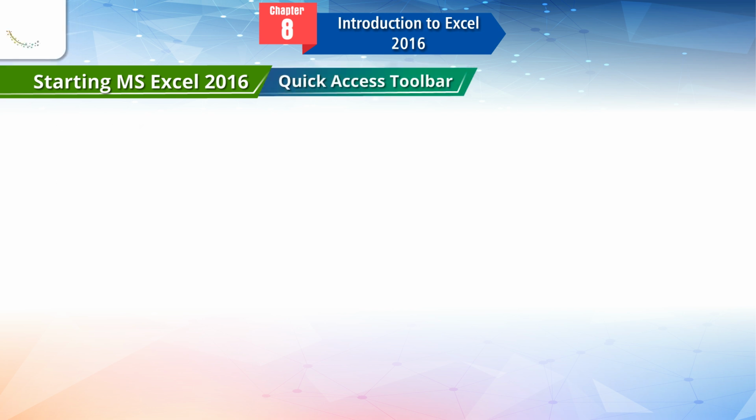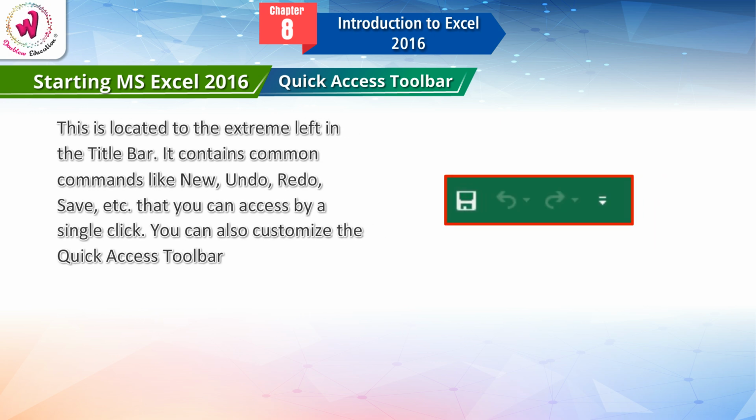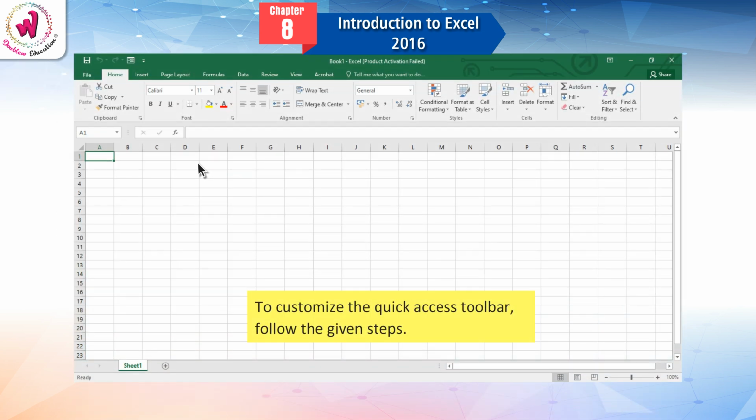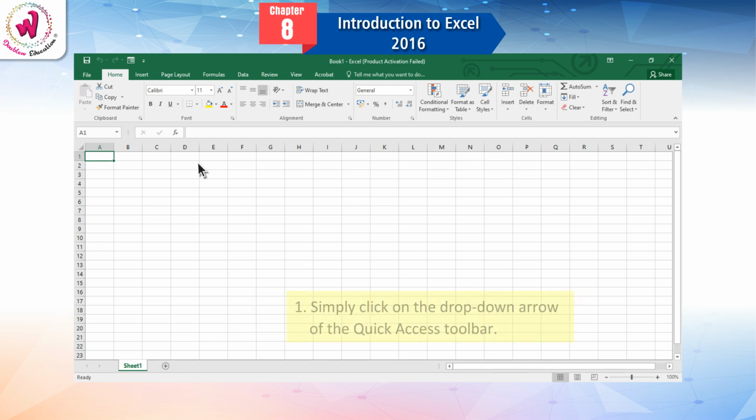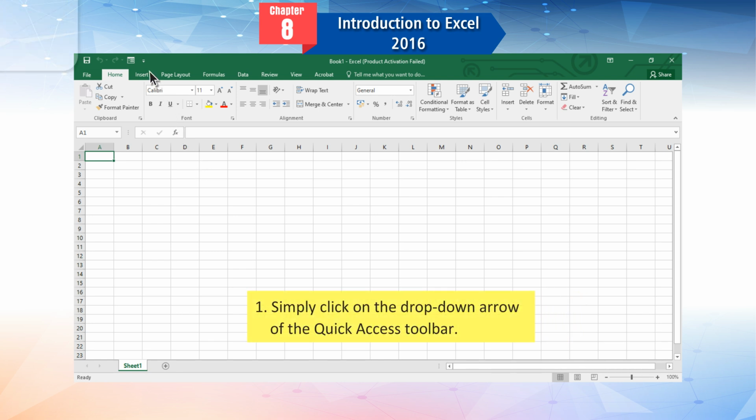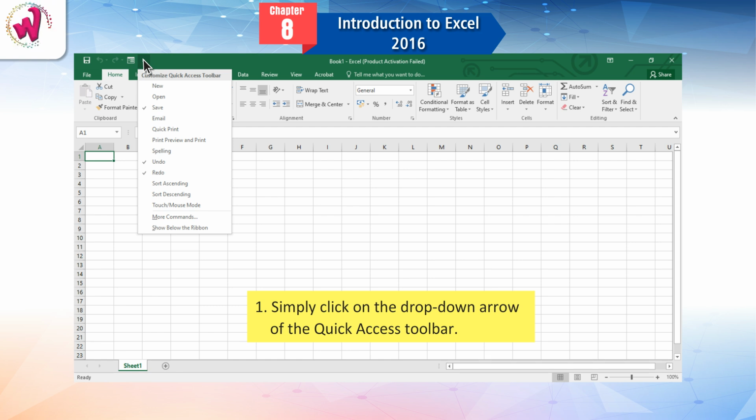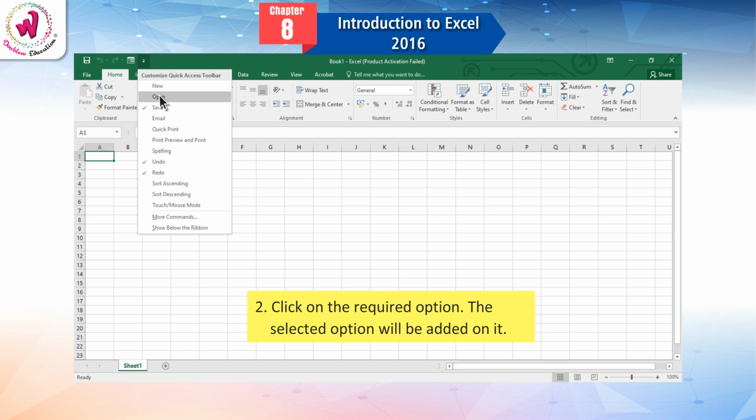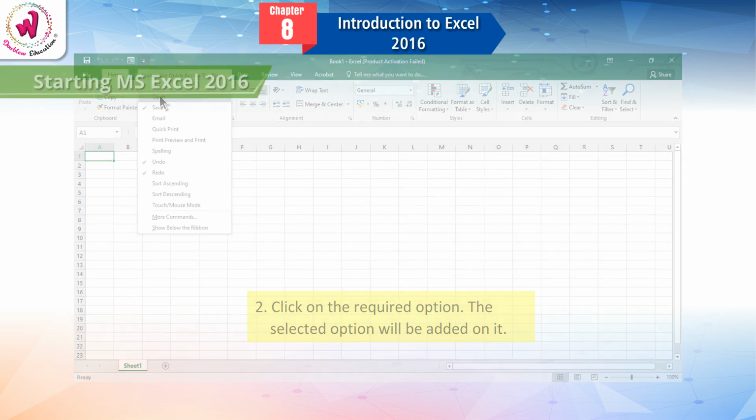Quick Access toolbar. This is located to the extreme left in the title bar. It contains common commands like new, undo, redo, save, etc. that you can access by a single click. You can also customize the Quick Access toolbar. To customize the Quick Access toolbar, follow the given steps. 1. Simply click on the drop-down arrow of the Quick Access toolbar. 2. Click on the required option. The selected option will be added on it.